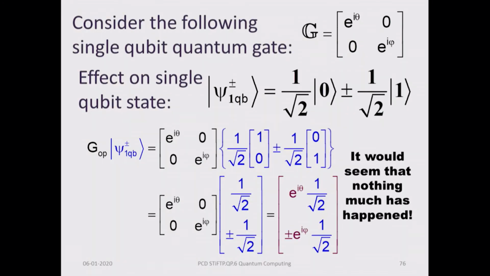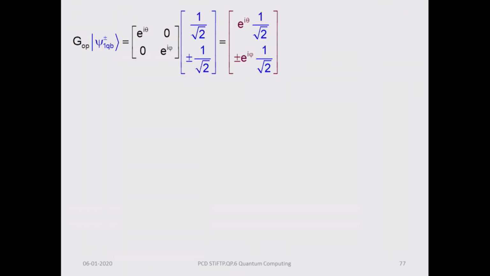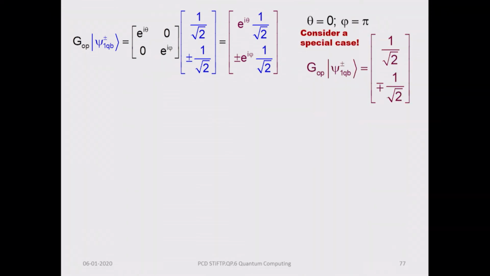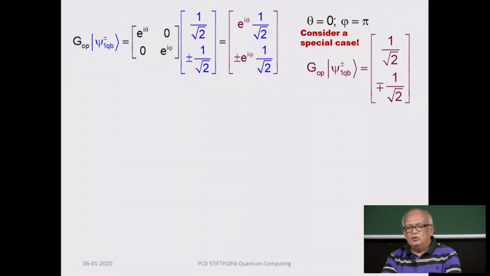So, it seems that you will not be able to distinguish this from what you started out with, but then look at this amazing thing that quantum theory lets you do. To illustrate this, we will take a special case: theta equal to 0, phi equal to pi. Now the operation of the G gate gives you 1 over root 2 and then minus or plus 1 over root 2, okay, because phi is equal to pi.